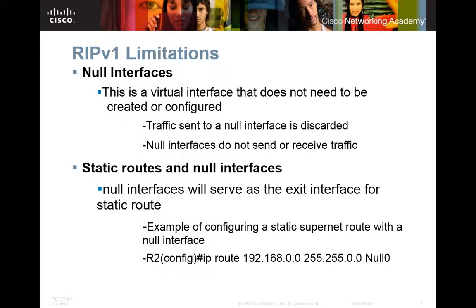Null interfaces. This is a virtual interface that does not need to be configured. Traffic is not sent and is discarded. Static routes and null interfaces: null interfaces will serve as an exit interface for the static route. In other words, if I want to make a supernet route, I can just say 192.168.0.0, which means anything on the 192.168 network isn't going to go anywhere.